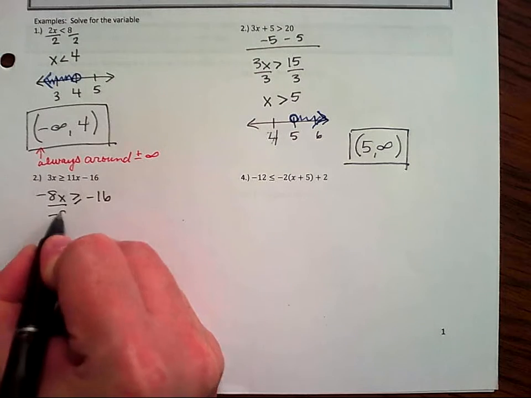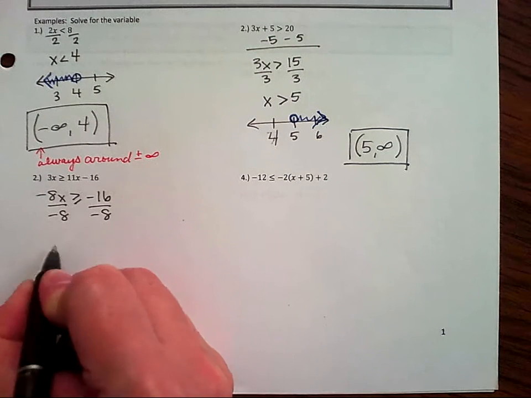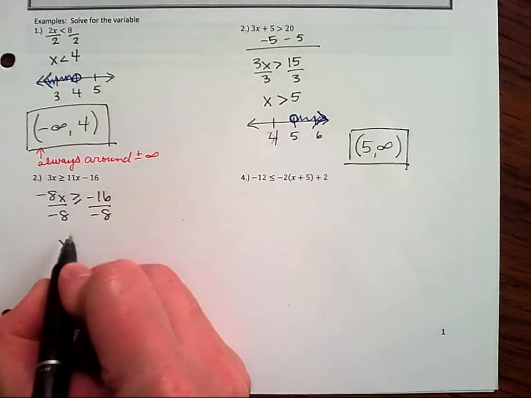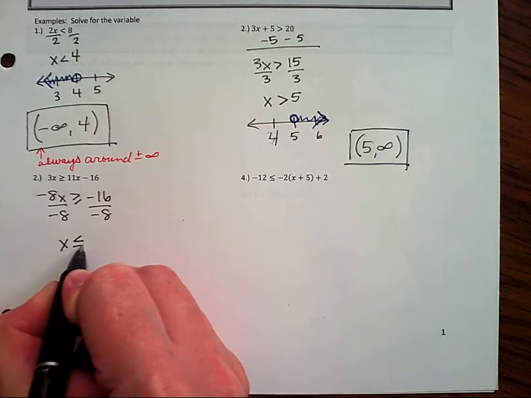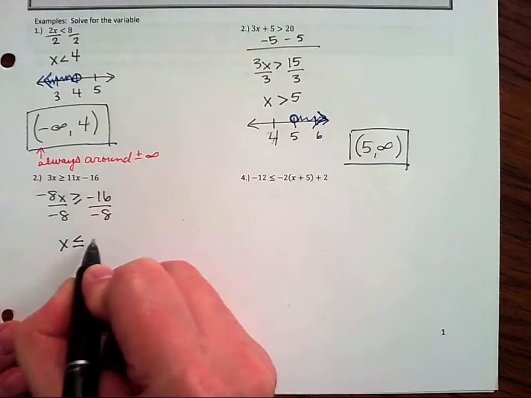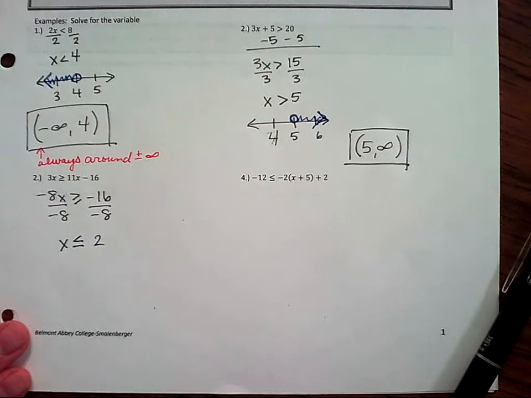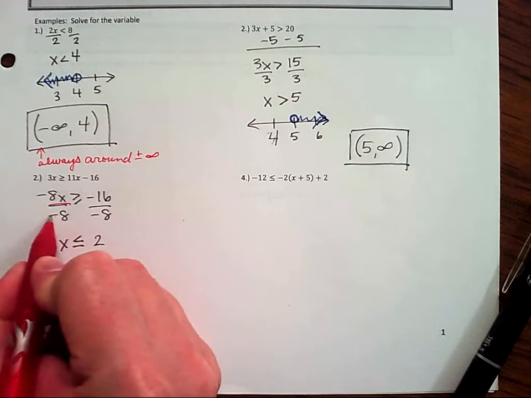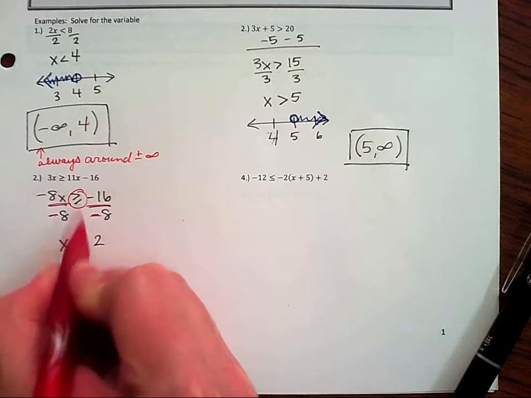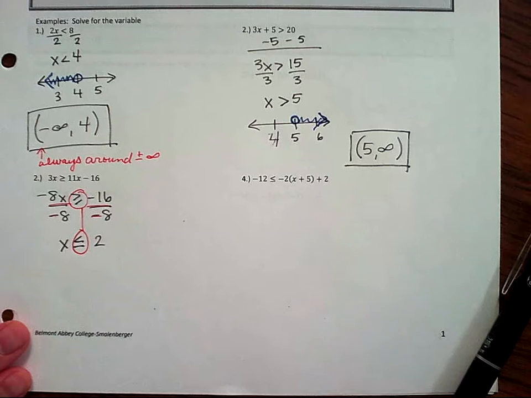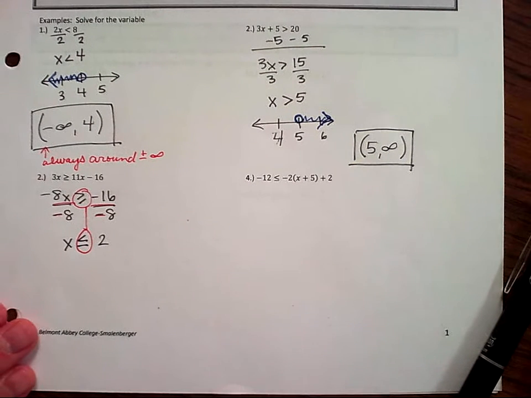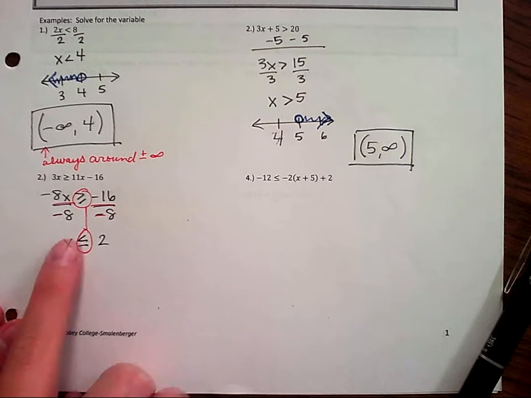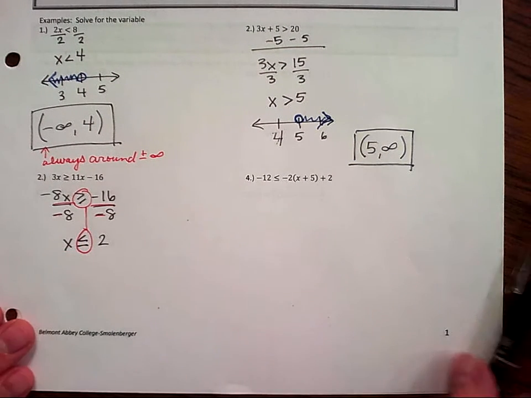Divide by negative 8. Somebody tell me what to write. Somebody raise your hand and tell me. Gus? Good, so I'm flipping the inequality because I'm dividing by a negative, right? Dividing by a negative means flip the inequality. If I multiply or divide both sides by a negative, I need to flip the inequality. So I flipped it.